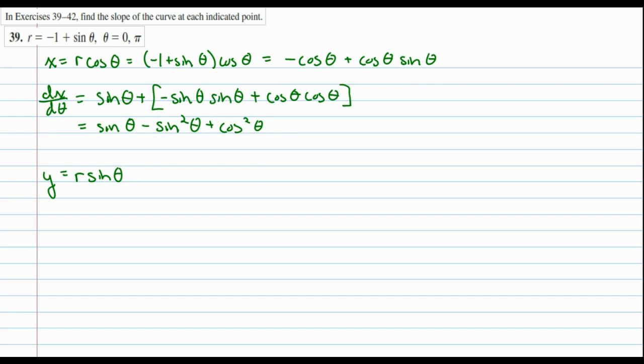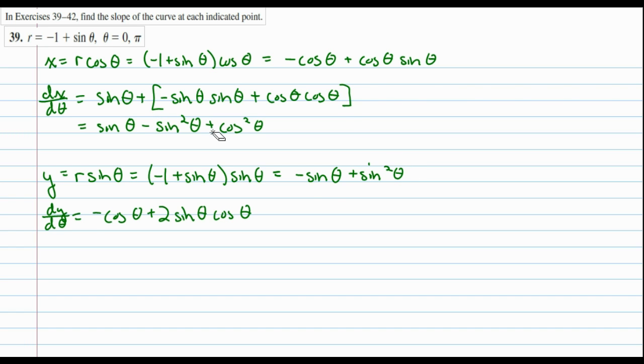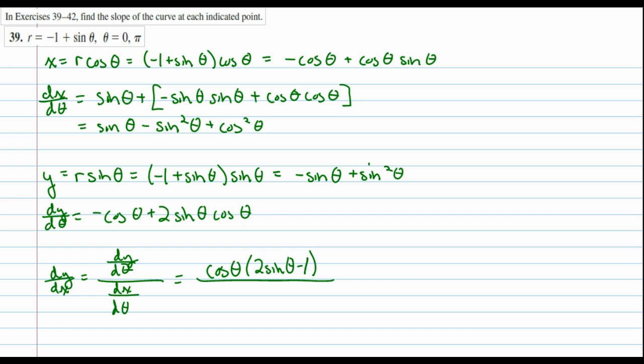y is r sine θ, so if I plug in r and distribute, I get this expression for y in terms of θ. dy/dθ then would be the derivative, and don't forget chain rule over here for sine squared. That means dy/dx is going to be dy/dθ over dx/dθ, which then turns out to be this expression.